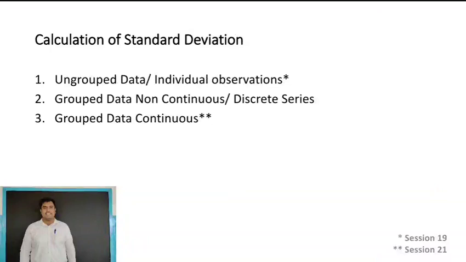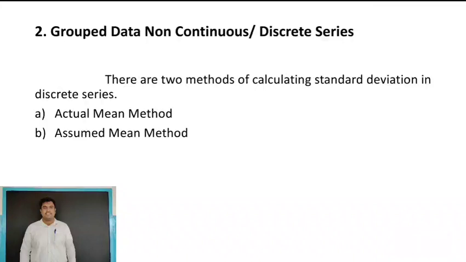In this calculation we have various forms of data, that is ungrouped data, discrete series and grouped data continuous. Ungrouped data is discussed in session 19. Grouped data is discussed in session 21, that is grouped data continuous. In this session it is specifically for grouped data non-continuous, that is discrete series.